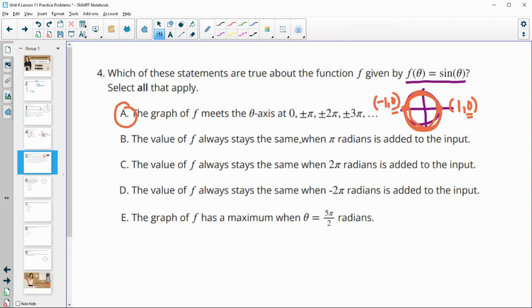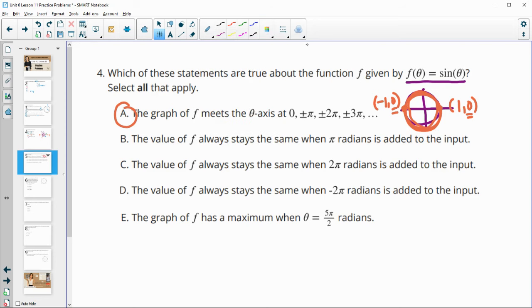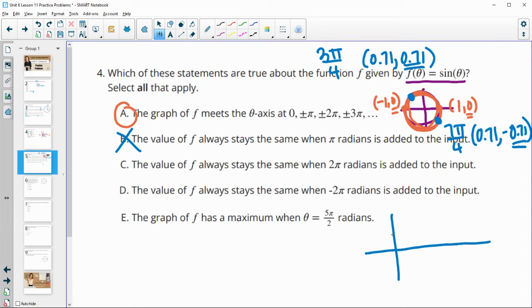The value of f always stays the same when pi radians is added to the input. So let's take a look at just a point on the unit circle. So if we looked at, let's just do this one. Okay, this one is the point 0.71, 0.71, right, at 3 pi over 4. And then if I add pi units onto here, I'd be down here at, oh, sorry, 7 pi over 4. And at this ordered pair, it's 0.71 comma negative 0.71. And so the y-coordinate or the sine value changed with a pi rotation. So this is false.